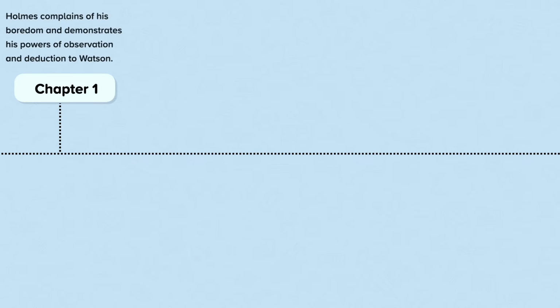In this nugget, we are going to explore the character Sherlock Holmes from the novella The Sign of the Four by Arthur Conan Doyle. We are going to begin with a timeline of the events concerning Sherlock Holmes. In Chapter 1, Holmes complains of his boredom and demonstrates his powers of observation and deduction to Watson.